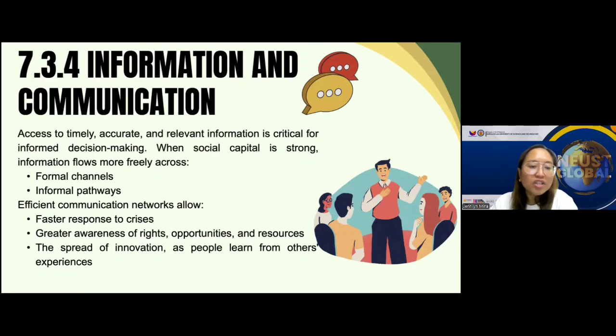So why does good communication matter? When information moves freely and accurately, communities can respond faster during emergencies. People become more aware of their rights, the opportunities, and even available help. New ideas and innovation spread quickly as people learn from each other's experiences.